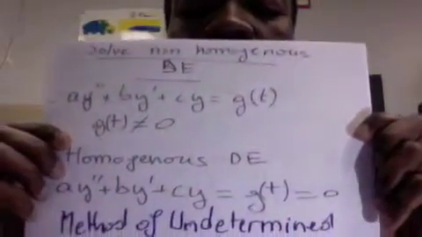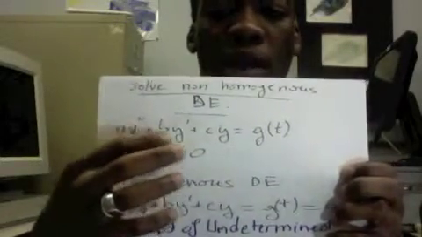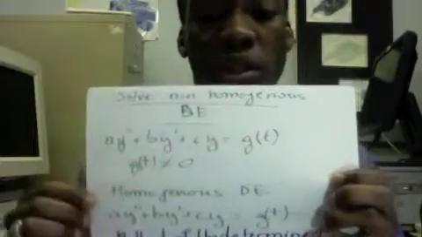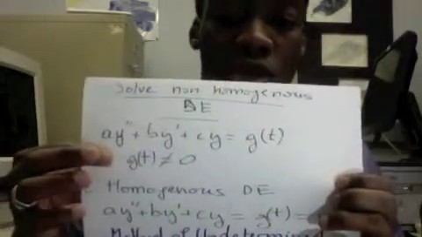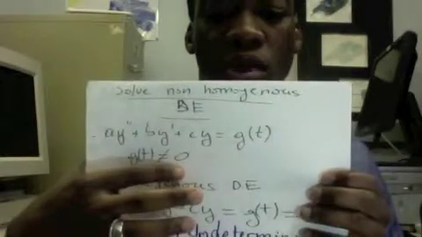What is the process to solve a non-homogeneous differential equation, which is also called the method of undetermined coefficients? So let's get started. First of all, a non-homogeneous differential equation is under this form: ay second plus by prime plus cy equals g(t). And for a non-homogeneous differential equation, g(t) is not equal to 0.